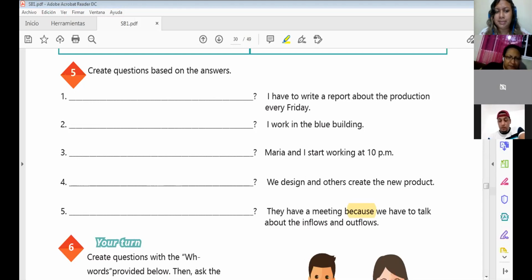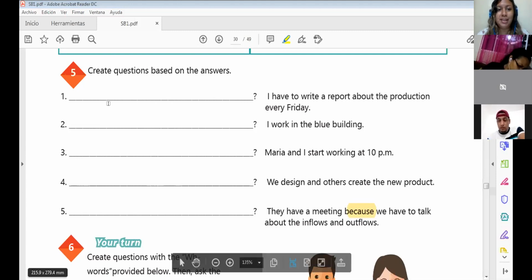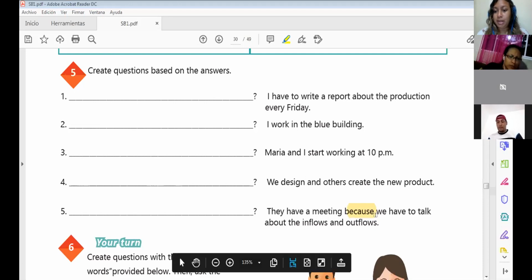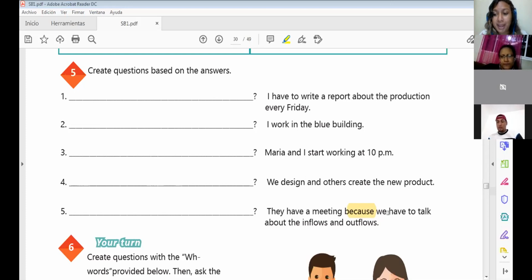Now, but we need to change something. Instead of you, we're going to say they. Why do they have a meeting? Repeat it with me. Why do they have a meeting? Okay, very good. So we say they have a meeting because we have to talk and the rest of the information. Okay, WH question words.